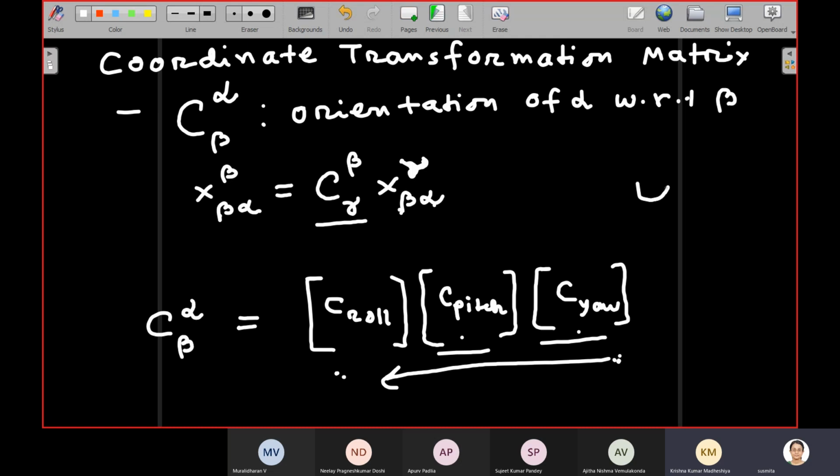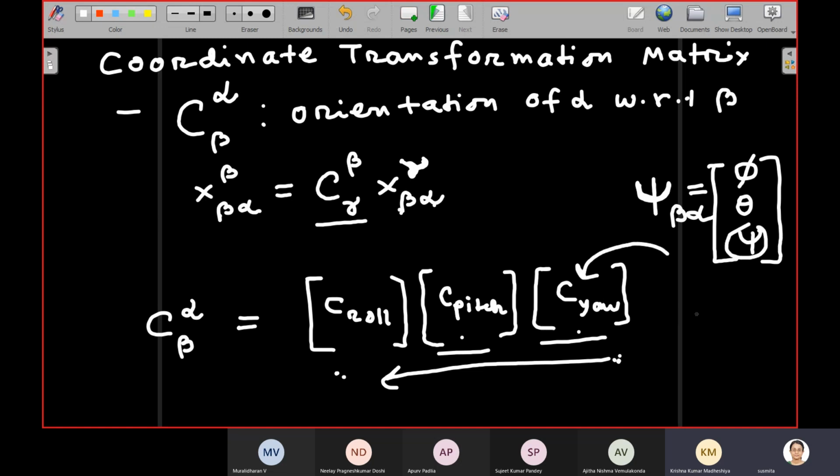So earlier we found the Euler attitude, alpha frame with respect to beta frame, and we had the three angles, right? Phi, theta and psi. So the psi rotation will give this coordinate transformation, then the theta rotation will give this coordinate transformation, and then the phi rotation will give the third coordinate transformation matrix. And if we multiply all these matrices from right to left, we get the final coordinate transformation matrix.